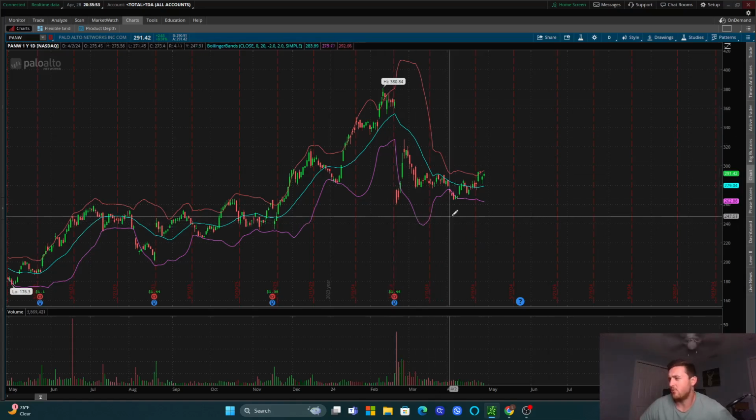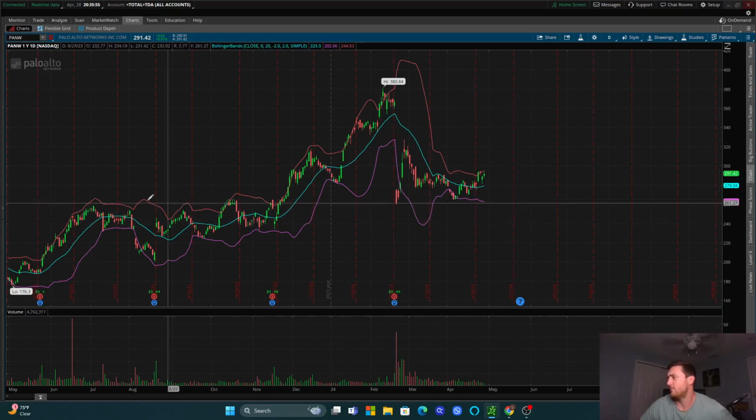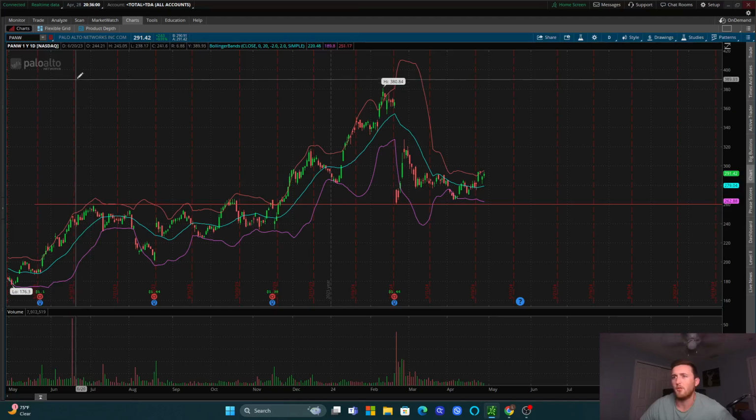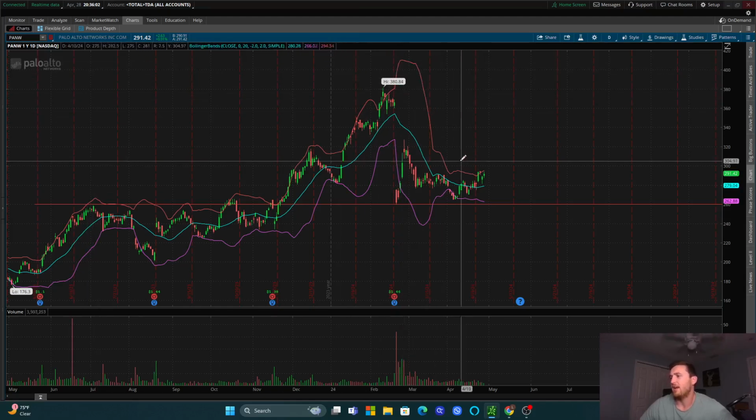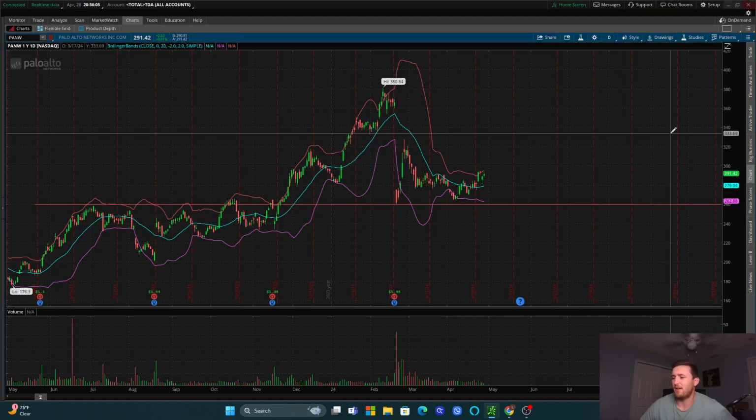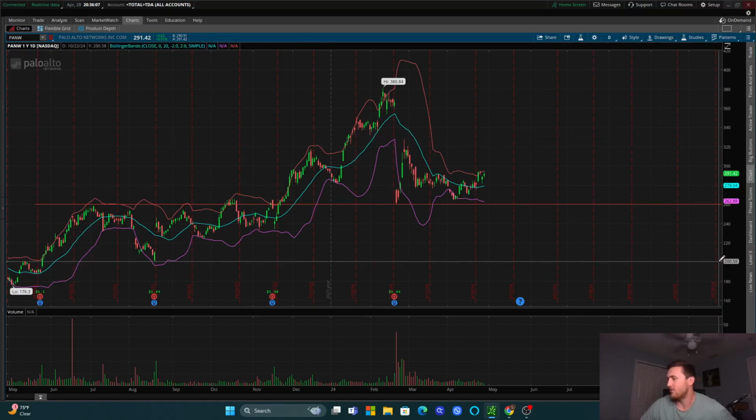And we're going to find our support and resistance zones. Right now, for me, 260 is a great zone for PANW. All right, and we want to see if there's anything else in this chart that we could argue as a support zone. So I see one at 200.